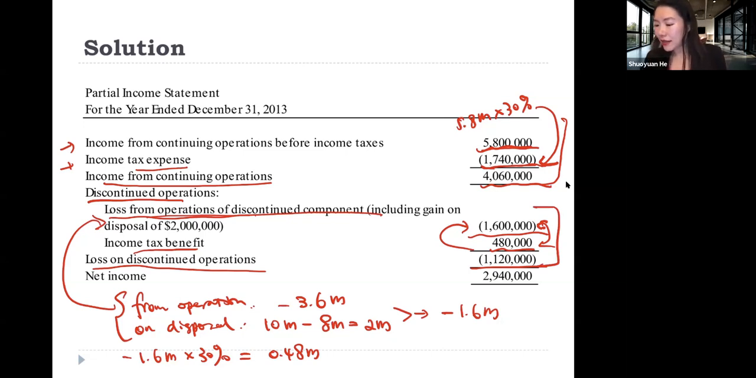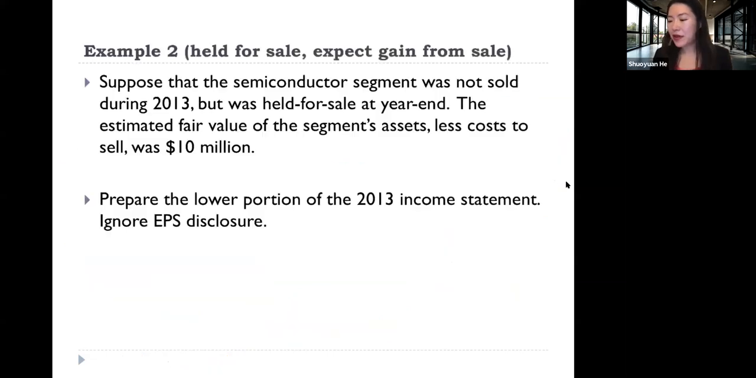And if you take income from continuing operation, which is A, plus loss on discontinued operation, A plus B, that will give you 2.94 million. That is your net income. So this is the first example. And then let's look at another example here. This is the situation if it is held for sale and we expect gain from sale. Please take 5 minutes, work on this example, and you can pause your video for now.